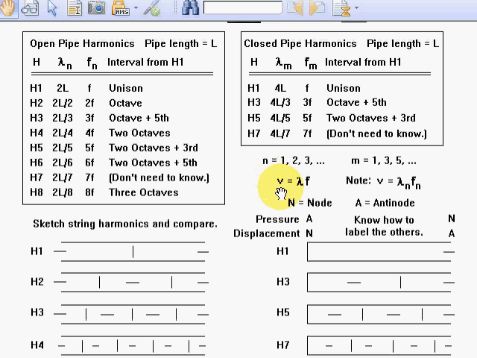Notice that the velocity equals the wavelength times the frequency. That's always true. The velocity for these pipes is given by the velocity of the sound in the gas in the pipe, which at room temperature and pressure is 340 meters per second. And notice when you multiply a wavelength with its corresponding frequency, you get the same thing in both cases. See, 2L is the wavelength, F is the frequency, 2L times F is the multiplication.